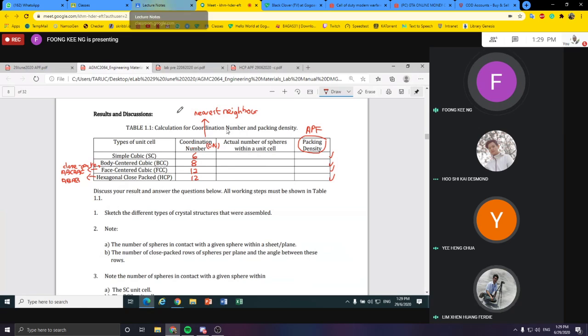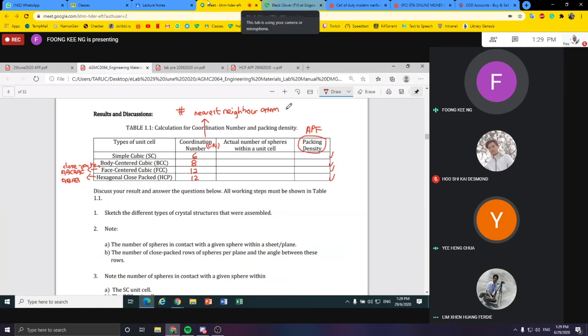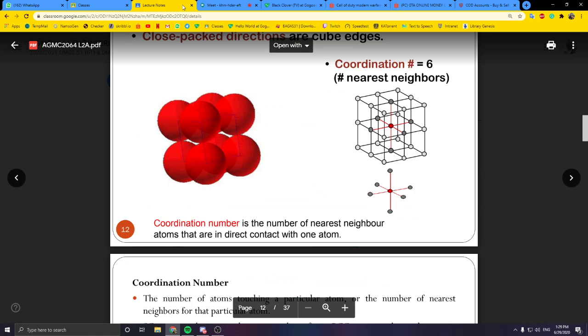All right. It's actually the number of nearest neighboring atoms that are in direct contact with one particular atom in the unit cell. So you must choose the right atom to view. Otherwise, you will have difficulty finding the coordination number. So once you choose the right atom, for example, you can see from here.